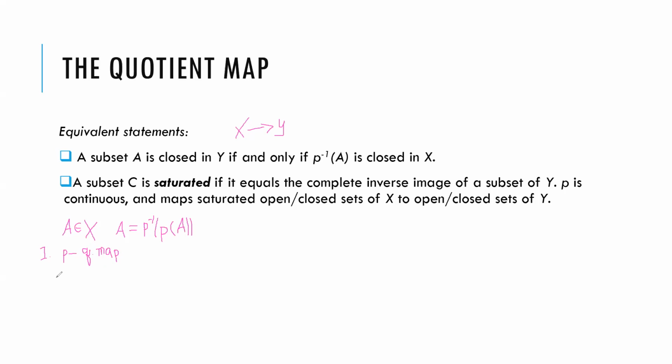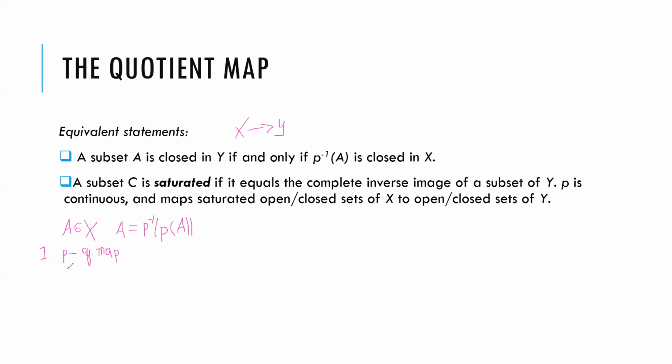So since it's a quotient map, it's already continuous. So this part is easy. And then we have to prove that if we map saturated open sets of X to open sets of Y.